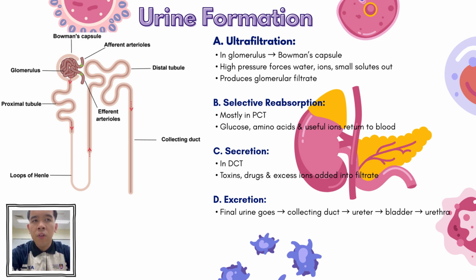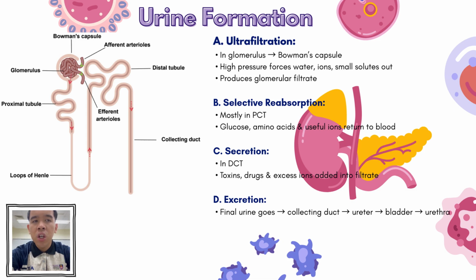Firstly is ultrafiltration. High pressure in the glomerulus pushes water, ions, glucose and urea into the Bowman's capsule to form the filtrate. Second is selective reabsorption in the PCT, where useful substances like glucose, amino acids, and important ions are returned to the blood. Third is secretion in the DCT, where the body adds waste such as drugs, toxins, and excess ions into the filtrate.